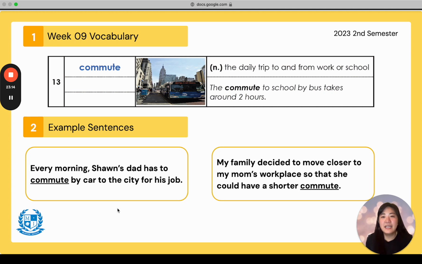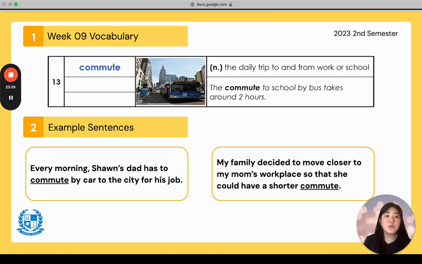13 is commute. Everyone say commute. Yes, this is your TED Talks book or TED Talks word. And it is a noun and it means the daily trip to and from work or school. So going to school and coming back home from school. Or going to work and then coming back home from work.